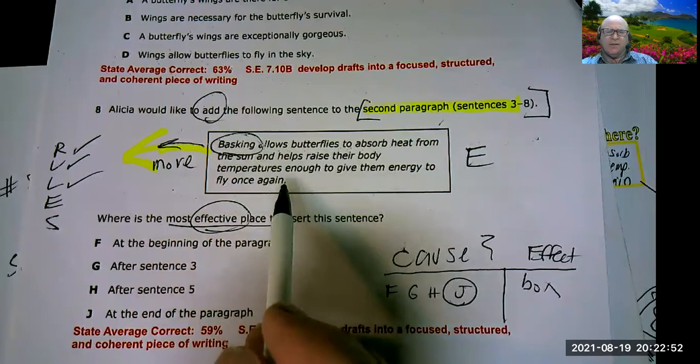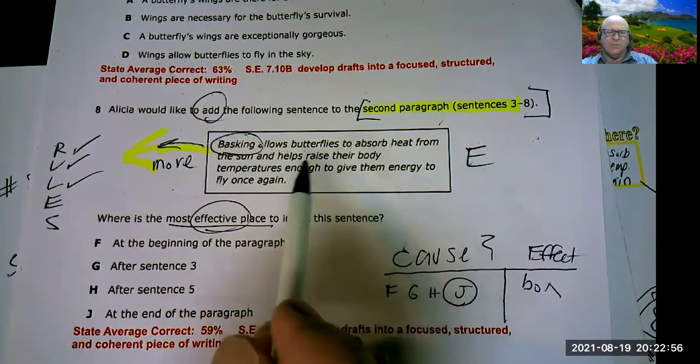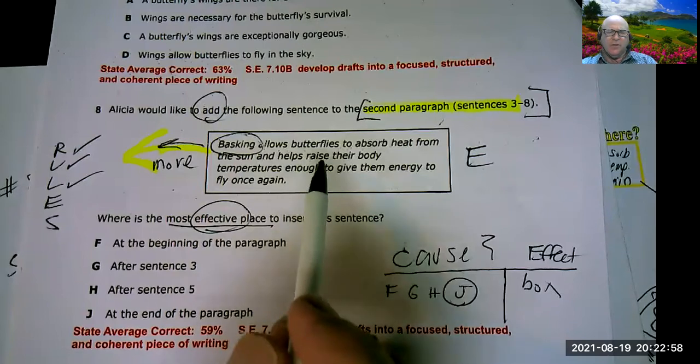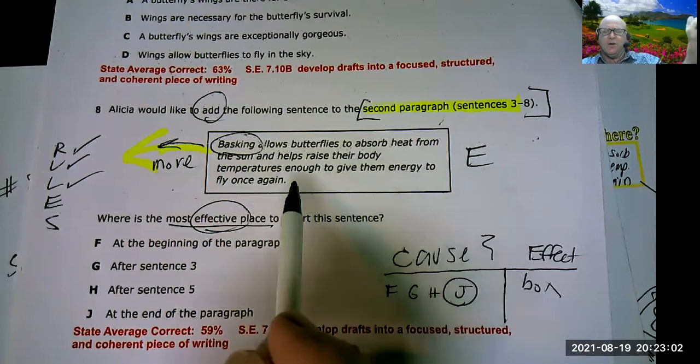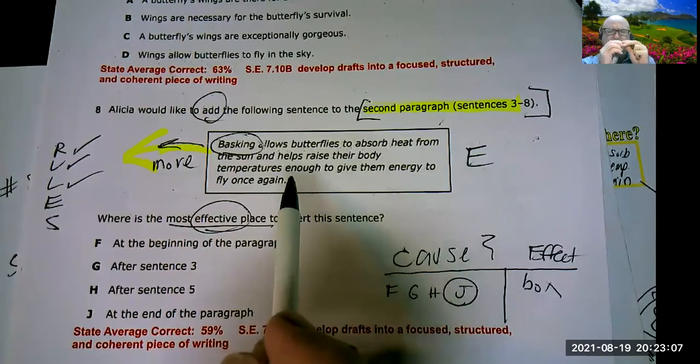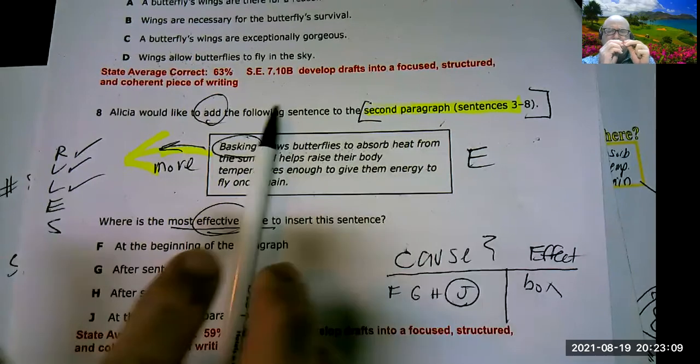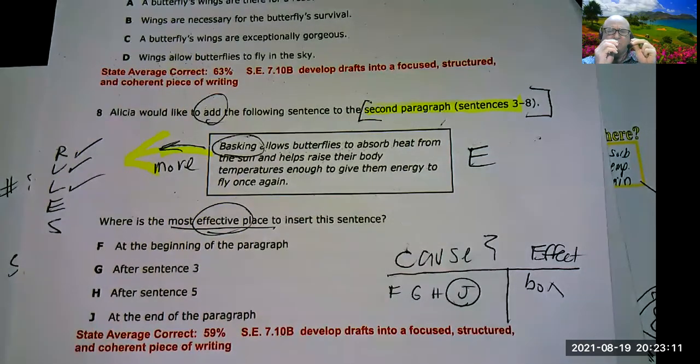Basking allows butterflies to absorb heat from the sun and helps raise their body temperatures enough to give them energy to fly once again. And that's a stop sign. So I can either hold up my hand, or I can teach my kids to bounce a ball on the floor, or I can teach the slinky concept. Basking allows butterflies to absorb heat from the sun and helps raise their body temperatures enough to give them energy to fly once again, period. And then you would close that little slinky.